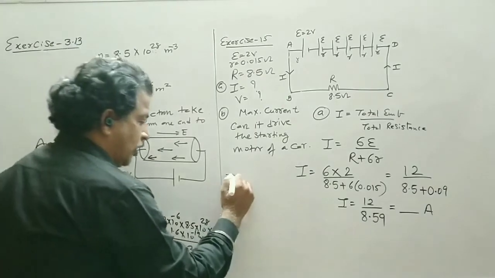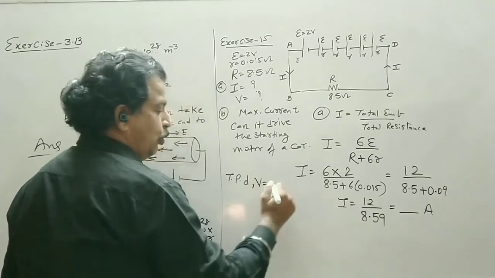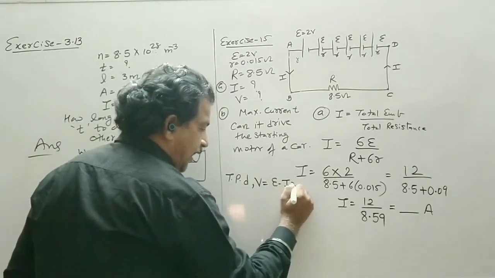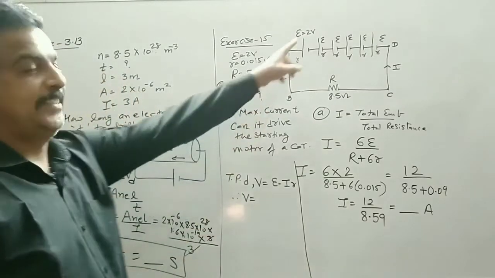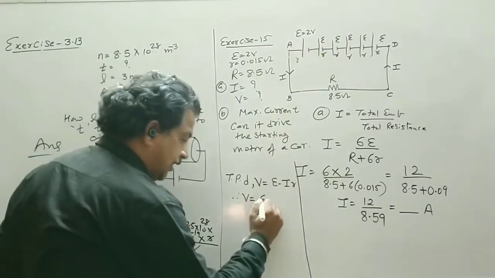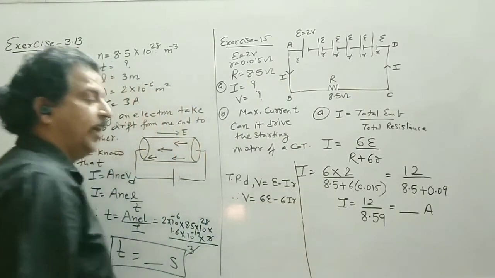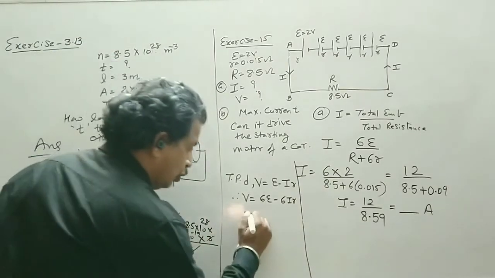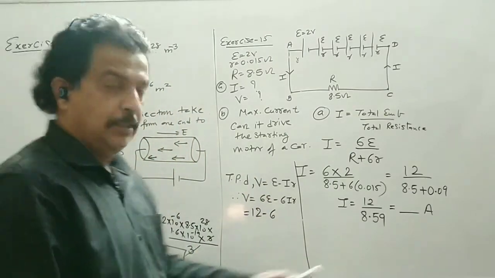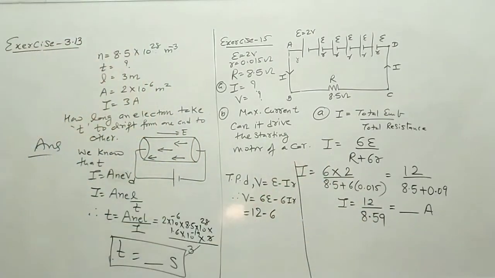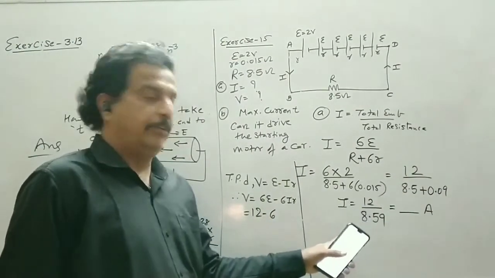So terminal potential difference V is equal to E minus Ir. Therefore here we have 6 cells, so it becomes 6E minus the internal resistance, which is also 6r, so minus 6r. Now this is equal to 12 minus 6 into the current. So let me find out the value of the current and write it.